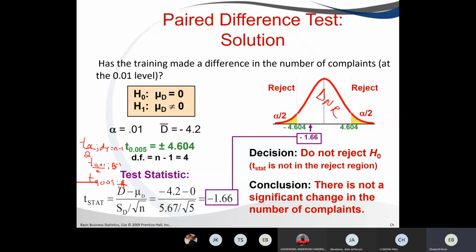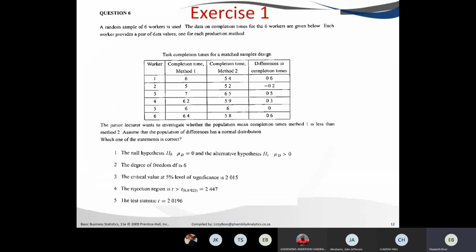If there are no questions, we had an exercise, which I don't think you will have time to do. But just to show you, when you do this exercise at home alone, when I'm not there, so that you're not getting lost, these are the type of questions that you will get. A random sample of 6 workers is used, and they give you the table. In your exam, it's easy because they already calculated your differences for you.